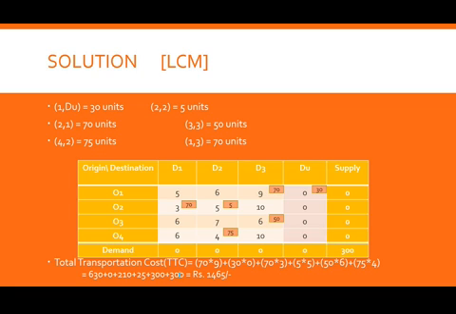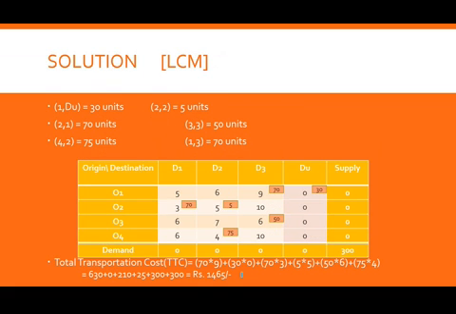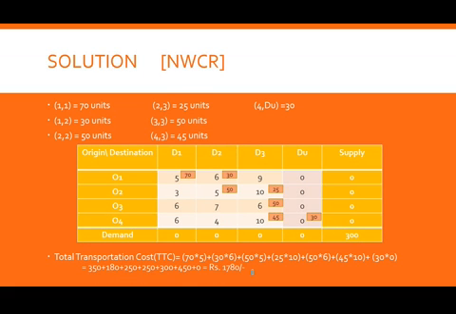So when I add up all these values, I get 1465. When you compare it with NWCR, NWCR gave you an answer of 1780. Here I've got 1465. So in this case, LCM is giving you a better solution than NWCR. Okay. Hope the concept is understood.